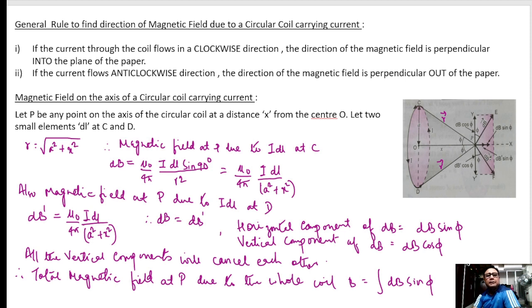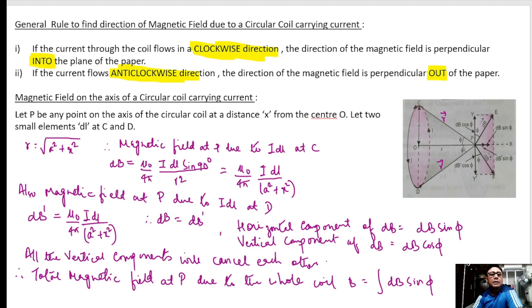Okay, so friends, next see the general rule to find the magnetic field due to a circular coil carrying current. Please watch here, very important. If the current is flowing in a clockwise direction, please note this, the magnetic field is into the paper. And if the current flows in anti-clockwise direction, the magnetic field is out of the paper.